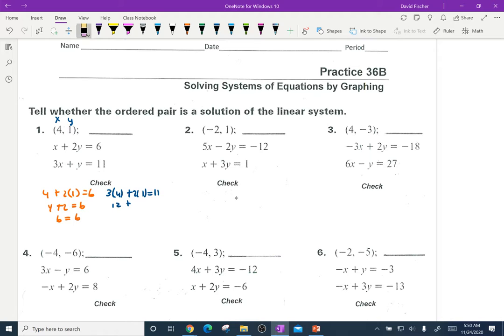No, it's not. Sorry, I want to start this one over. You're probably already done. I didn't plug it in correctly. So I'll be more careful here. We got 3 times 4 plus 1 equals 11. That's 12 plus 1. So that's not a true statement, so this is not a solution.